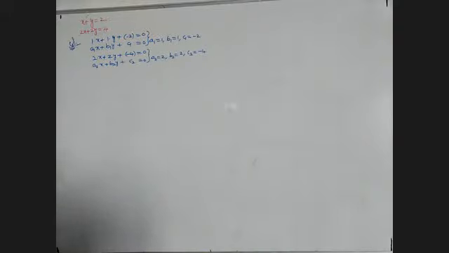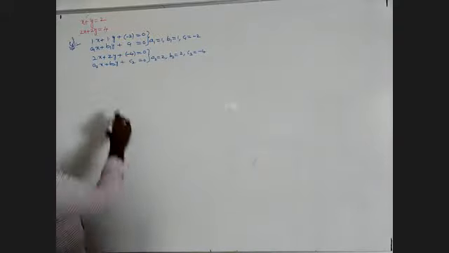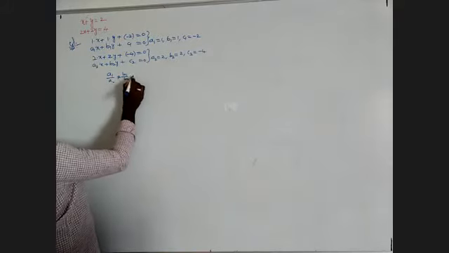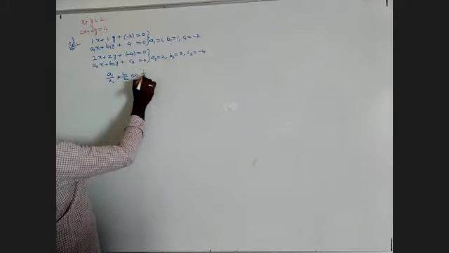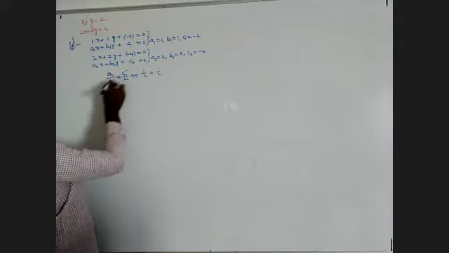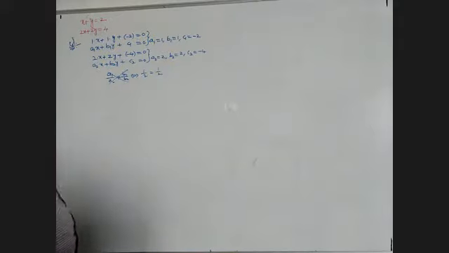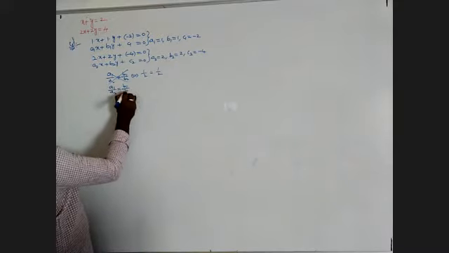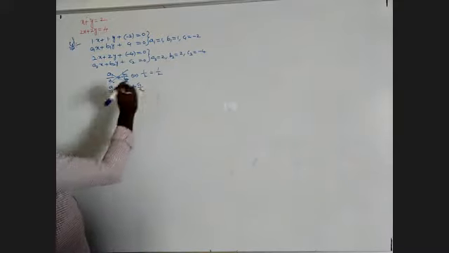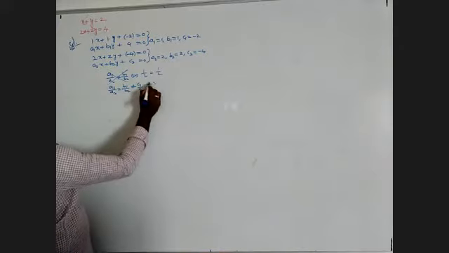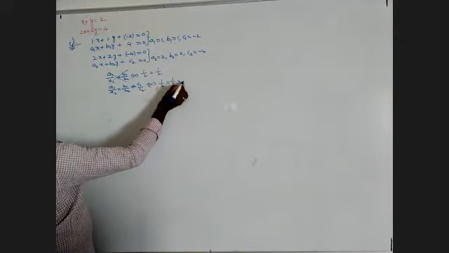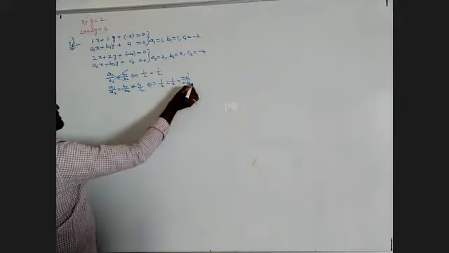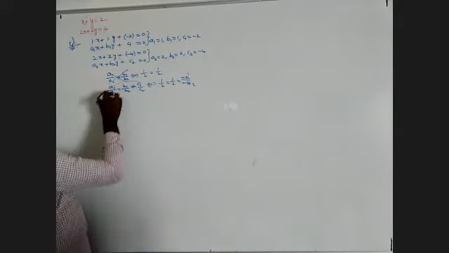That means here first I have to check the conditions. First condition is a1 by a2 does not equal b1 by b2. Have to check it. 1 by 2 is equal to 1 by 2, so it does not satisfy this condition. Otherwise I have to take the second condition: a1 by a2 is equal to b1 by b2 does not equal c1 by c2. That becomes 1 by 2 is equal to 1 by 2 is equal to minus 2 by 4. Minus and minus becomes cancelled. 2 ones, 2 twos. Here also it does not satisfy.